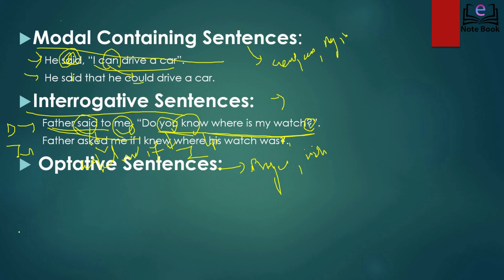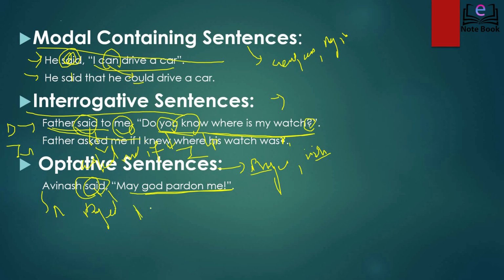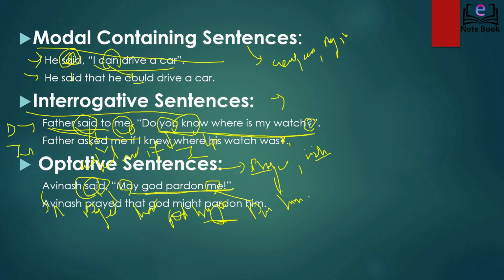Next we have optative sentences. Optative sentences are those which show prayer or wish. For example, Avinash said, "May God pardon me." Now this is a kind of wish. So how do we change it? To indirect form, we write Avinash said. Since this is past, we have to change the tense here. So since this is a kind of prayer, we change the verb as well to Avinash prayed. We insert "that" here. "May" has to become "might". It's a modal. "May" becomes "might". God might pardon. "Me" becomes "him". That is, Avinash prayed that God might pardon him.